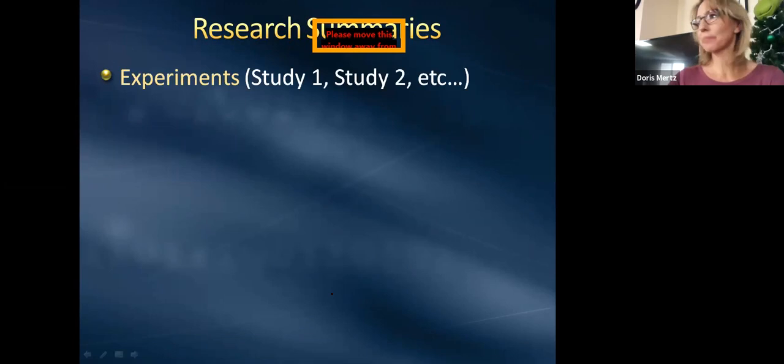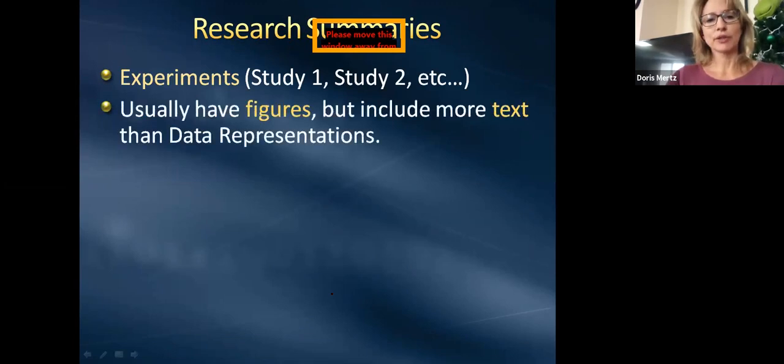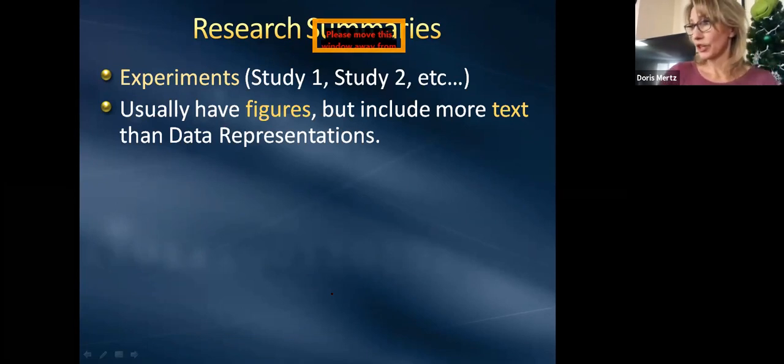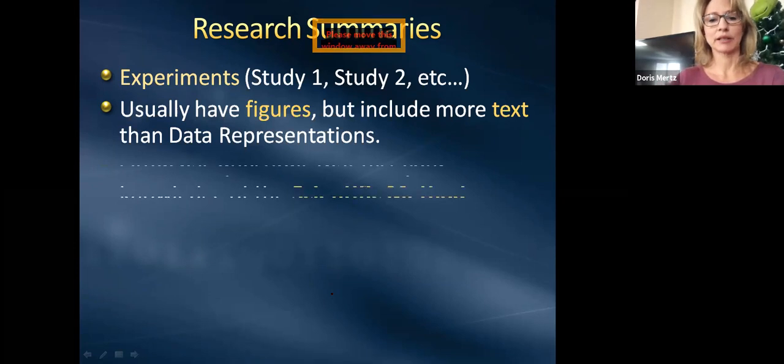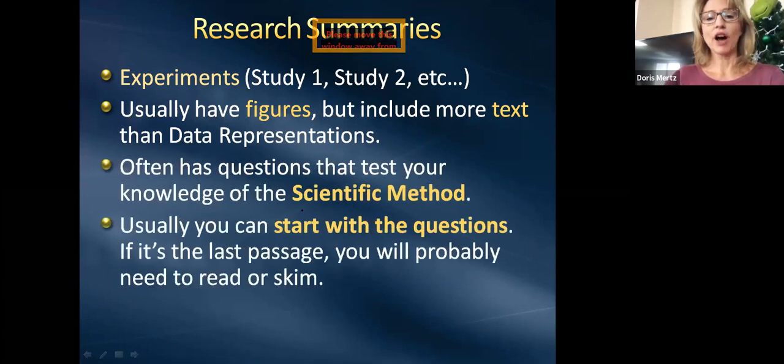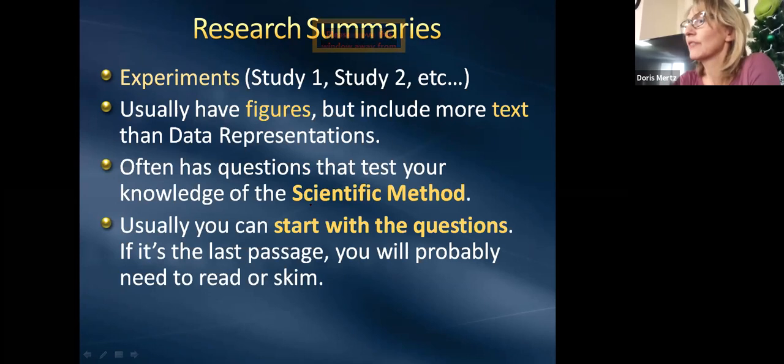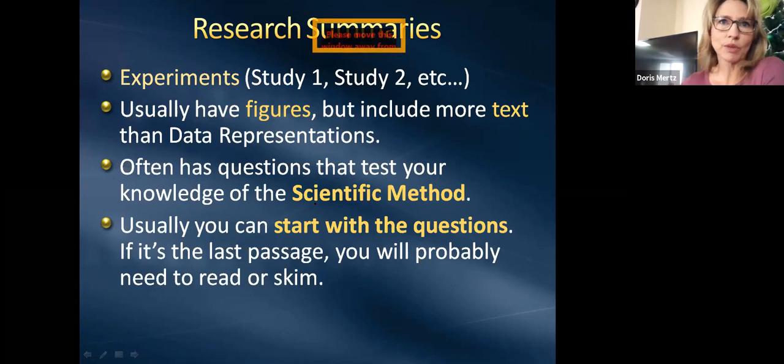All right, the second type are the research summary passages. Those are the experiments, as they say, study 1, experiment 1, stuff like that. They have some figures and some text. They often are trying to test your knowledge of the scientific method, and we're going to review the main things you need to know about the scientific method later on. It's testing if you understand what's going on, like what the control is, what's being measured, and what's being changed.